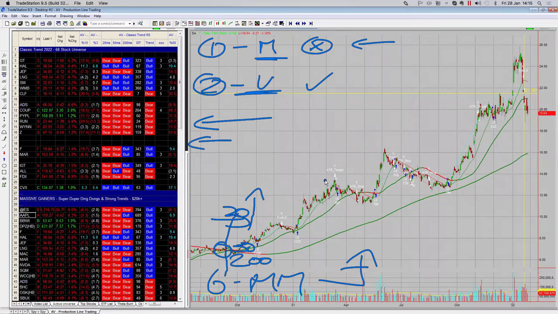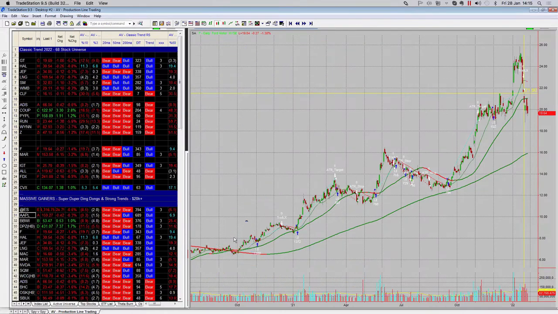Visually, we can see that we're trending. So we want to tie those two things together. Nonetheless, that's what I'm looking for. Mechanical crossover, mechanical scan. I'm then looking at where price is in relation to those moving averages.